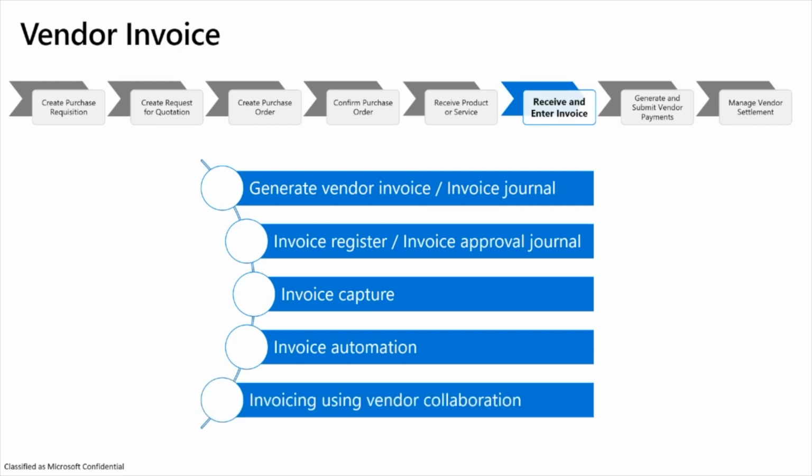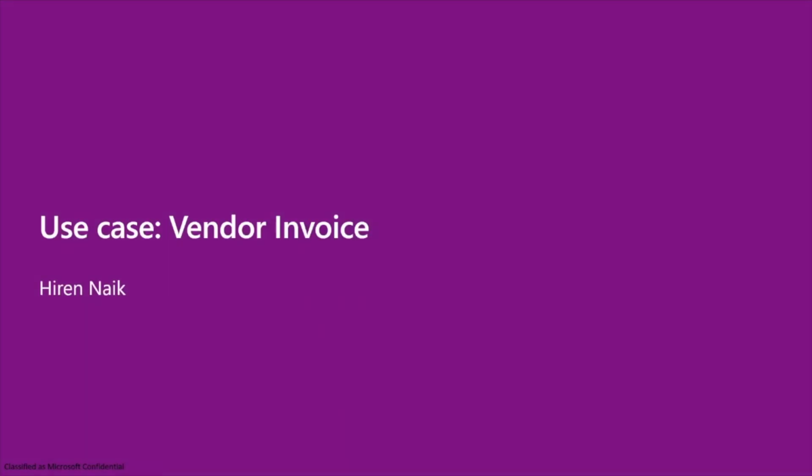You can create a new vendor invoice in the vendor collaboration invoicing workspace. If the vendor provides the PO number, the invoice will be associated with the purchase order. If the vendor doesn't provide the PO number, the invoice will be considered a non-PO invoice. Now, let us review a use case for the vendor invoice.